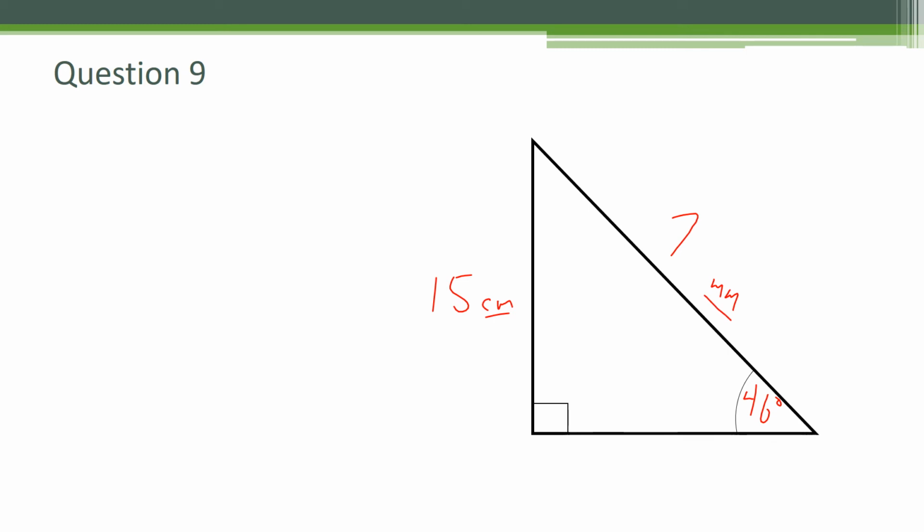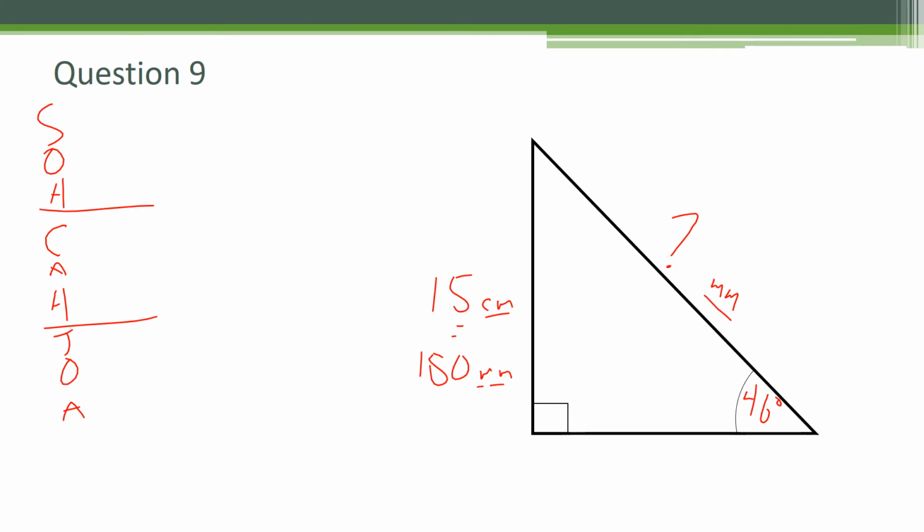So since I want my answer to be in millimeters, I'll convert this 15 centimeters to millimeters. I'll do that right off the cuff, and that's just 150 mils. Great. Now the same units, life's good. Okay, just like before, calculator's in degrees. I write down sohcahtoa.